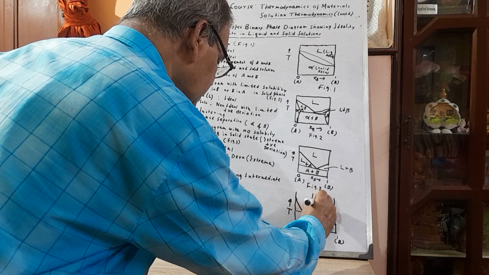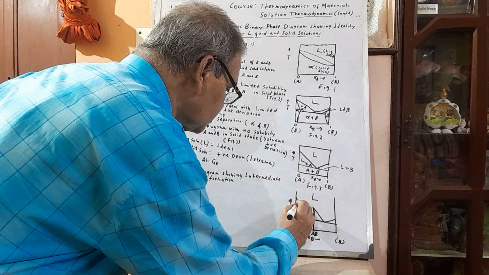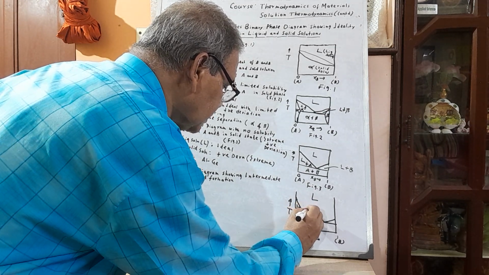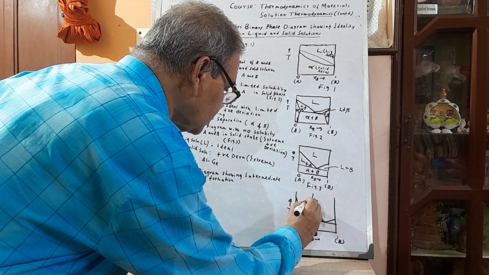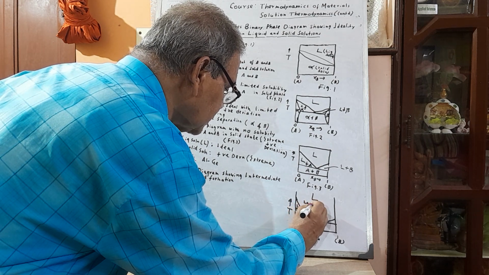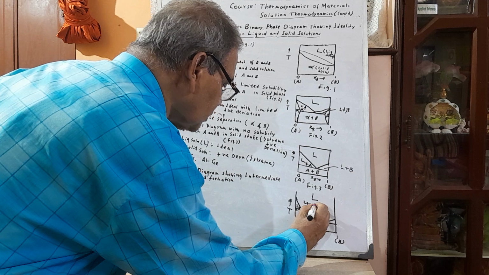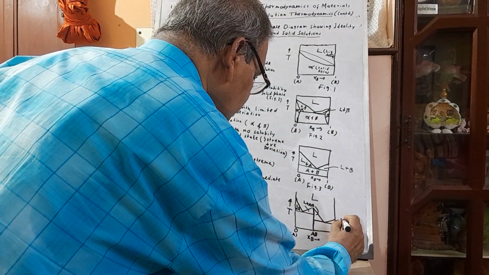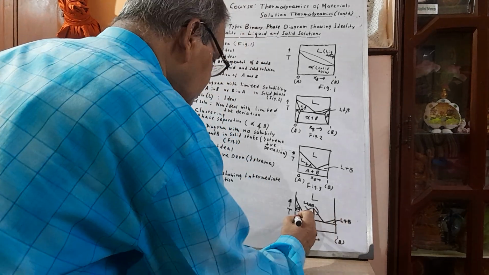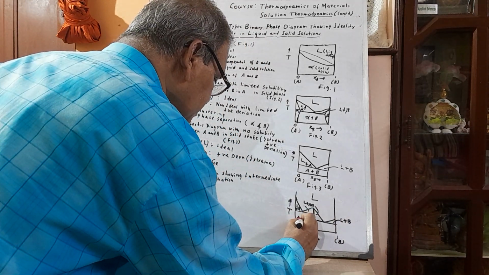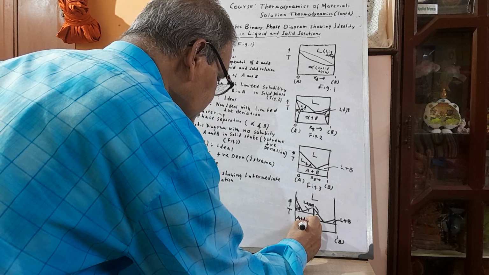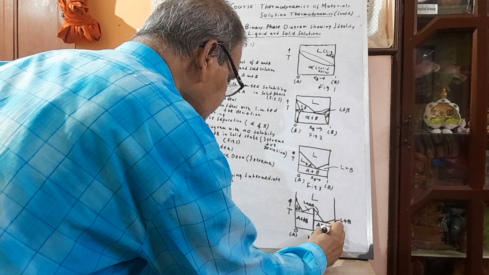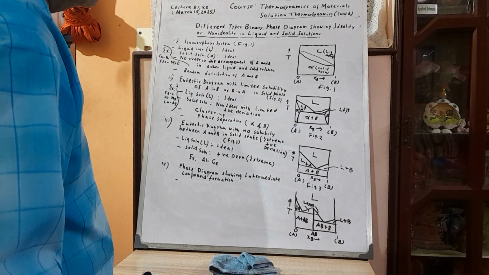This is your liquid phase as before. This will be liquid plus A. This will be liquid plus AB. This will also be liquid plus AB. This will be liquid plus B. This will be A plus AB. This will be AB plus B, and AB is the compound formed.